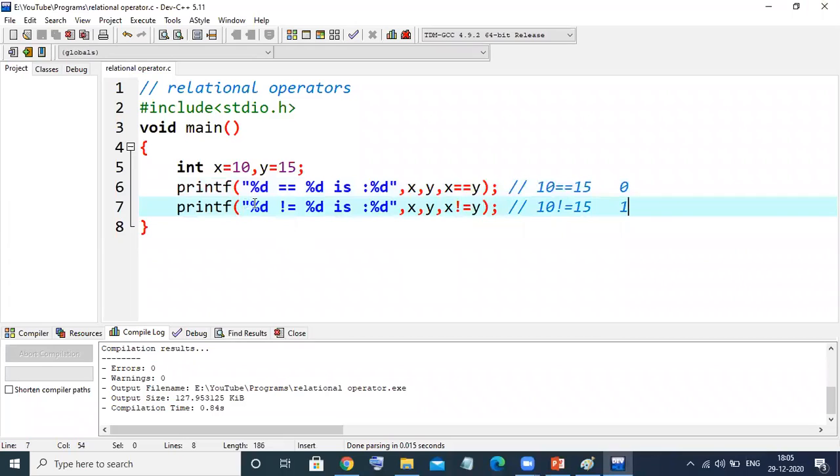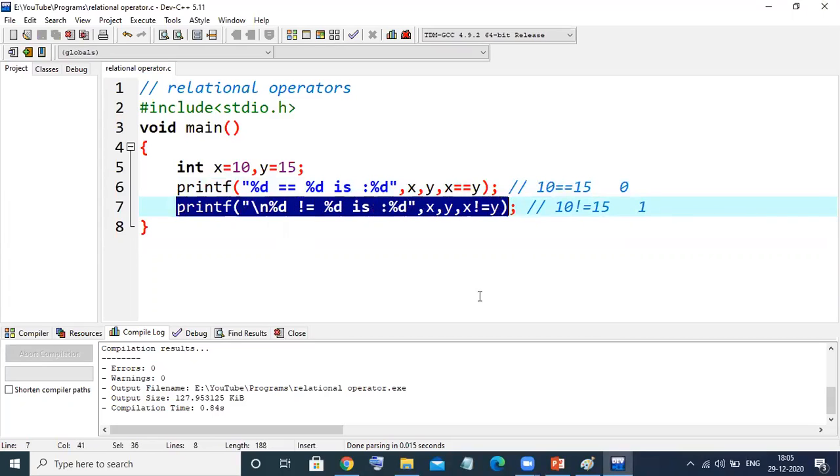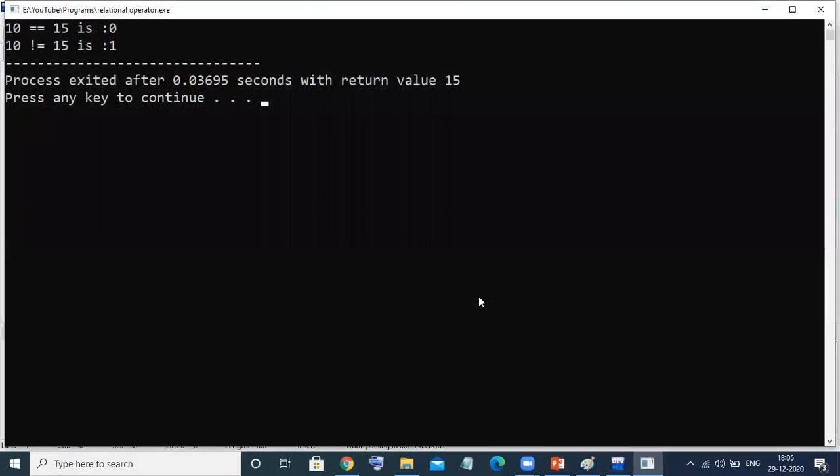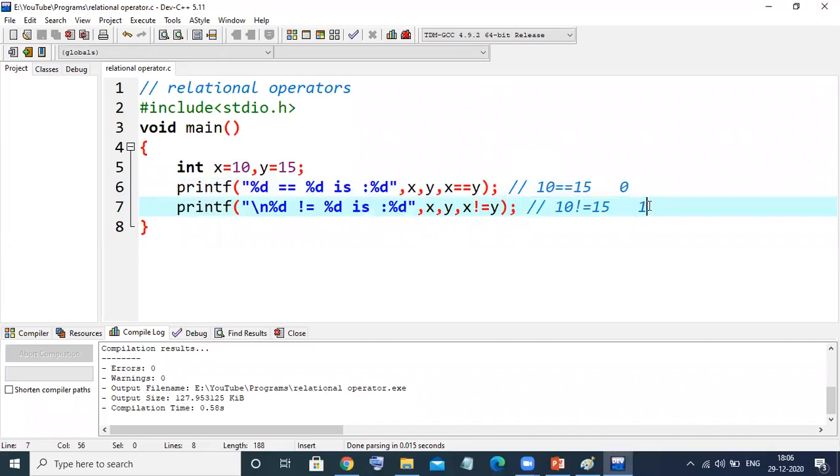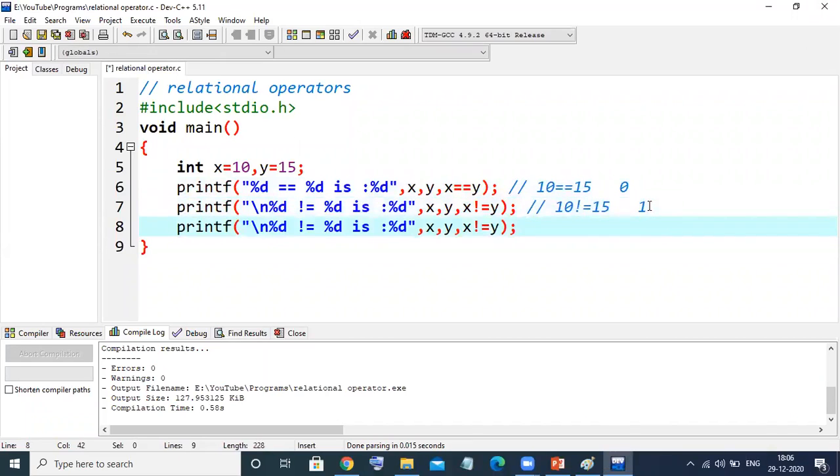But the thing is, I need to put \n here for a clearer output. Control C. See the output now. See, 10 is equal to 15? No, it's false. 10 not equal to 15? Yes, it's correct. And then we will see the next one.